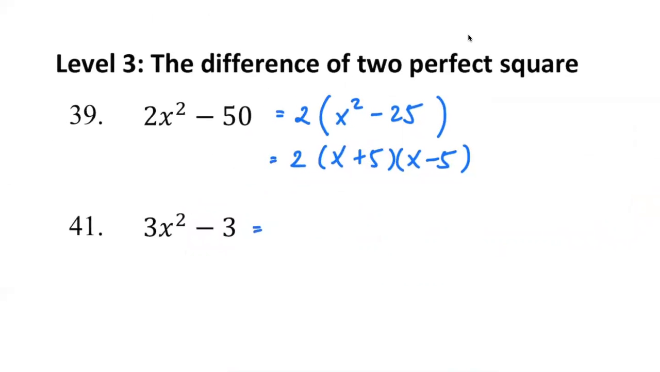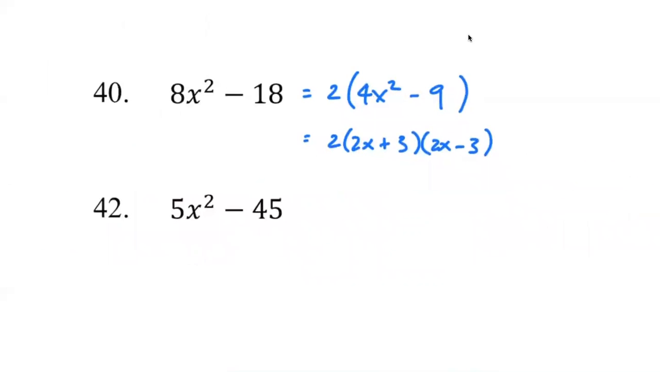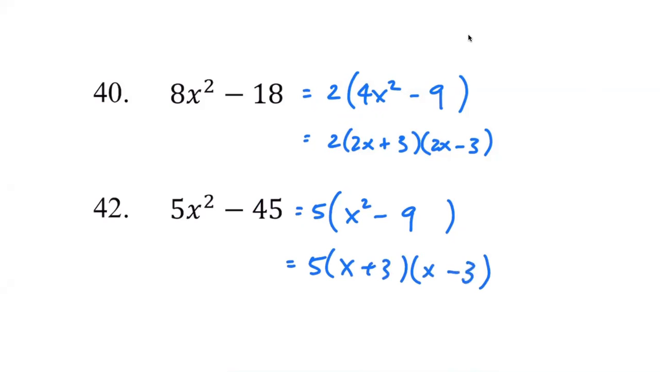Again, right here, I don't see any perfect square, but you can see 3's, right? So go ahead, factor the 3 out. And x squared minus 1 can be factored into x plus 1 and x minus 1. And over here, they're not perfect squares, but they are multiples of 5, right? So common factor 5. You factor out the 5, you get x squared minus 9 in the parentheses. And then you're like, oh, that's why we have to factor first.